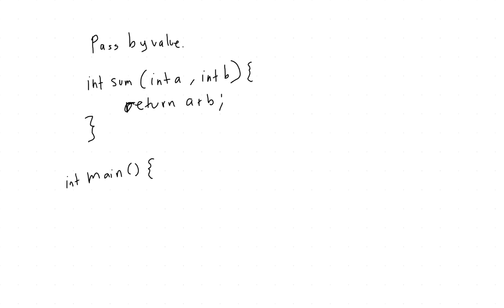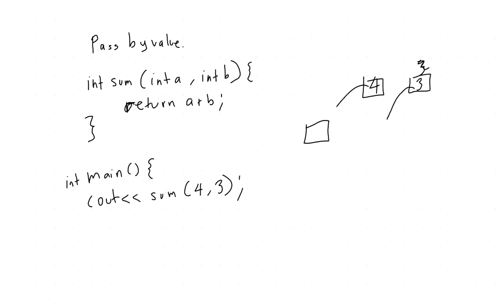So let's say cout the sum of 4 and 3. When this function is being executed, basically 4 and 3 are contained somewhere in the memory. Copies of these are made to the function. So a copy of 4 is made to A and a copy of 3 is made to B. So you're not working directly with these numbers.